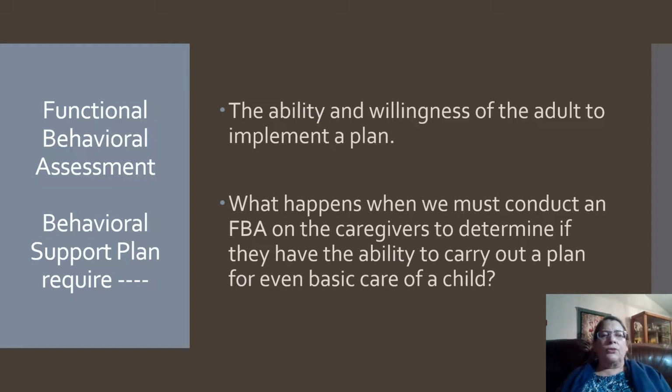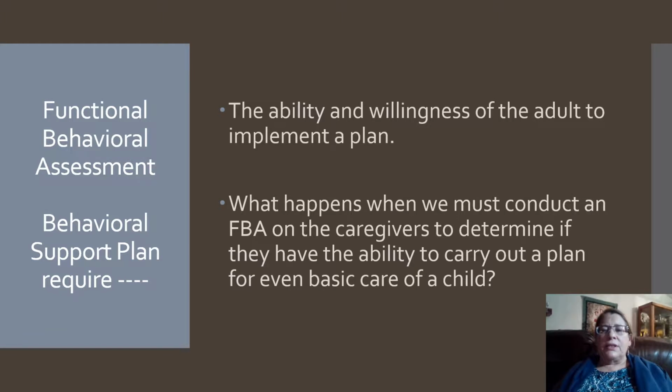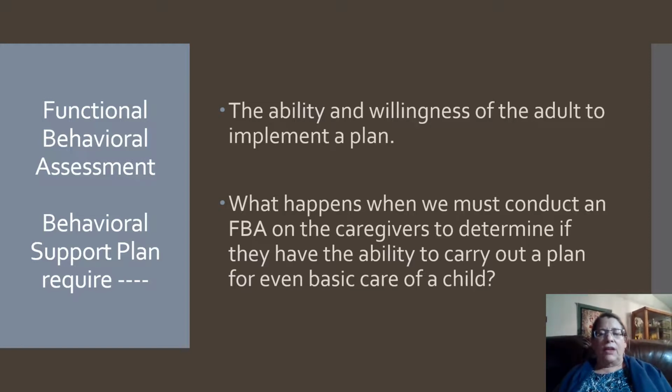So when we are doing a functional behavioral assessment, and then part 2 is our behavioral support plan, it's going to require the ability and willingness of some adult to help implement the plan. And this can be the parents in the home, it could be the teachers in the classroom, it could be caregivers, it could be a grandma or grandpa. But when we conduct an FBA on caregivers, we are basically determining if they have the ability to carry out even a basic care plan for a child.